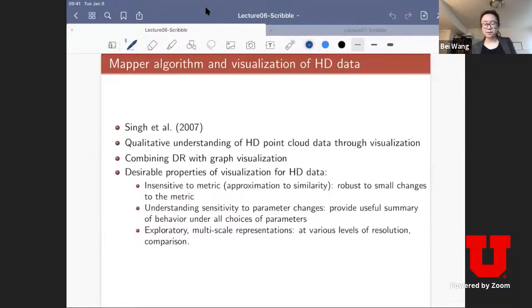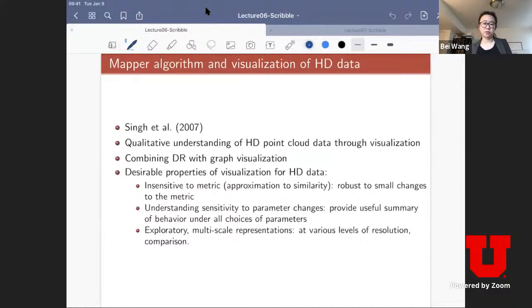So there are a few very desirable properties associated with the mapper algorithm. One is it's insensitive to the metric, so if you have something that approximates similarities between each row of your data, that probably is okay. And it's also robust to small changes to the metric.